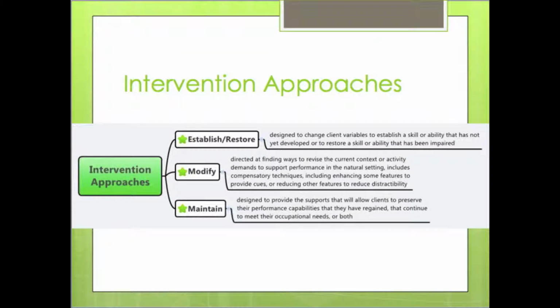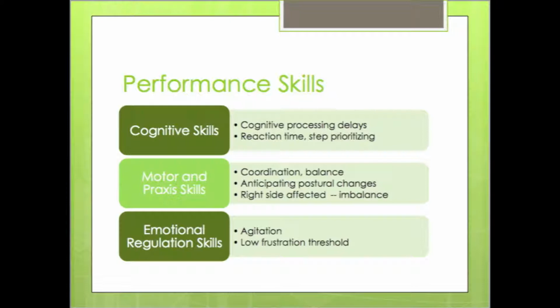The OT intervention approaches we will be using with client J include to establish and restore, to modify, and to maintain. Performance skills affecting client J include cognitive skills, motor and praxis skills, and emotional regulation skills. Due to the effects of TBI on cognitive function, the client experiences difficulties with cognitive and process performance skills, leading to slower reaction time and slower processing.